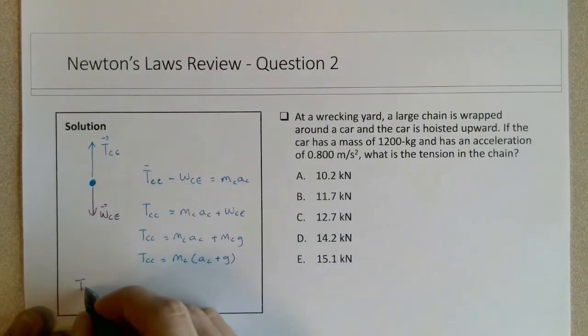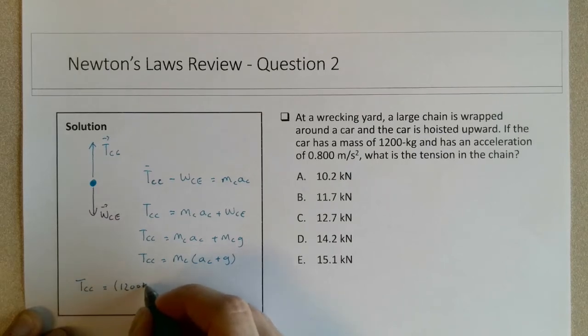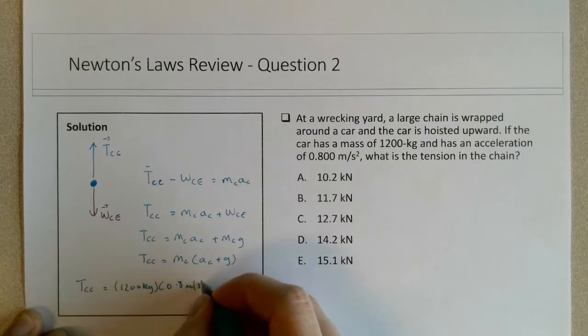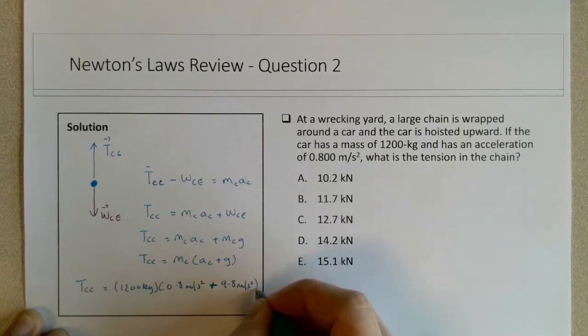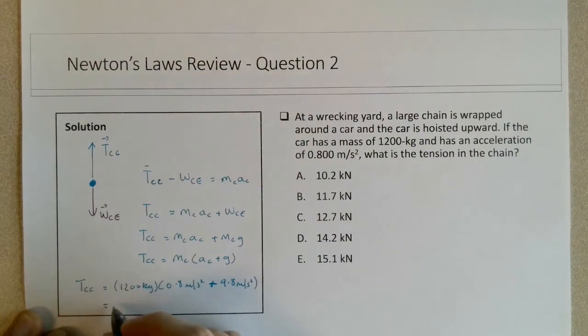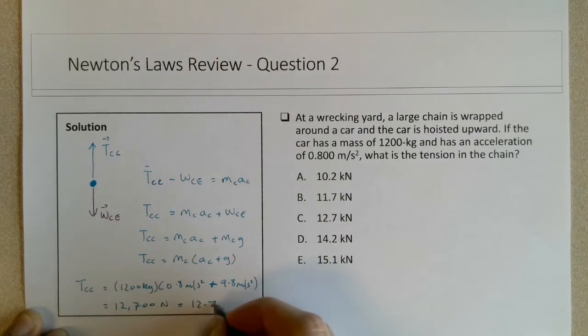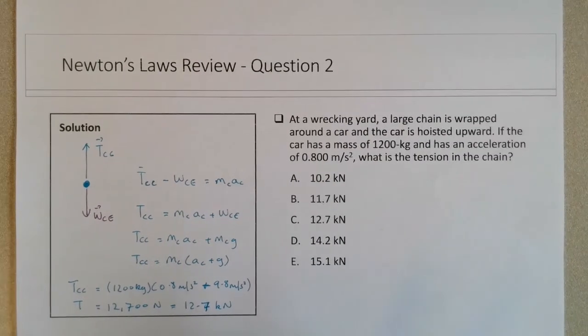So we can solve for the tension in the chain, taking the mass of the car, 1200 kgs. It's an upward acceleration of 0.8 meters per second squared, plus acceleration due to gravity, and this works out to be about 12,700 newtons, or 12.7 kilonewtons.